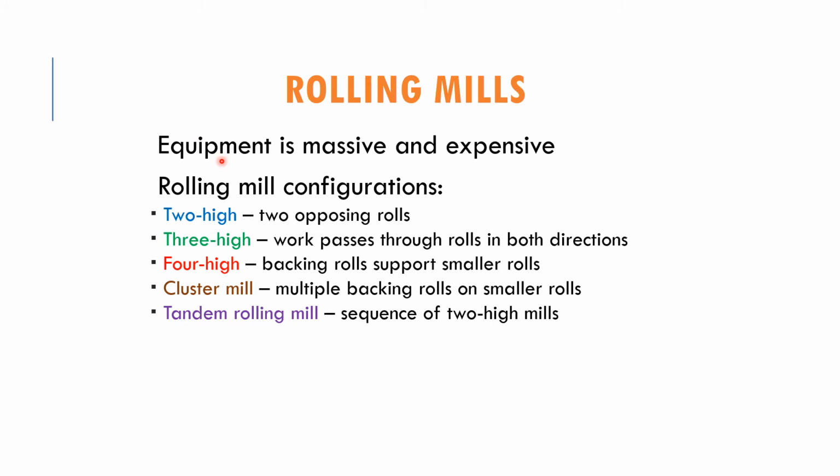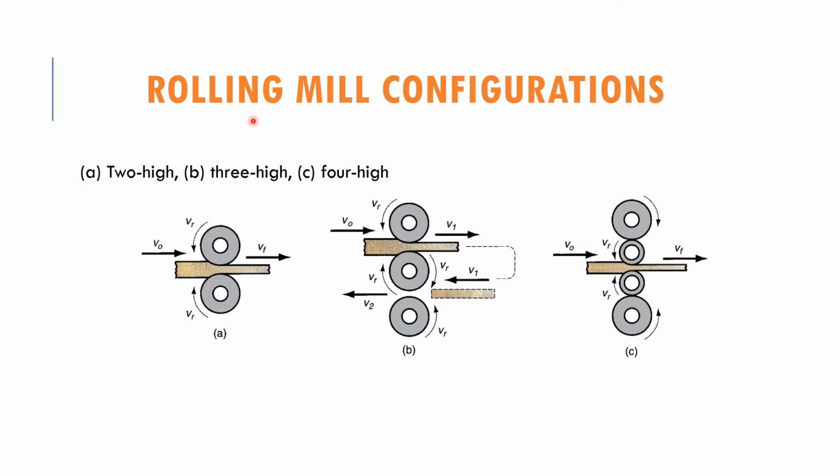For rolling mill configuration, there are 5 types. They have 2 high, which is only 2 opposing rolls; 3 high, where the work passes through rolls in both directions, meaning a stacking of 3 rollers; 4 high, where backing rolls support the smaller rolls; cluster mill, with multiple backing rolls on smaller rolls; and also tandem rolling mills, where there is a sequence of 2 high mills. So here are the rolling mill configurations.